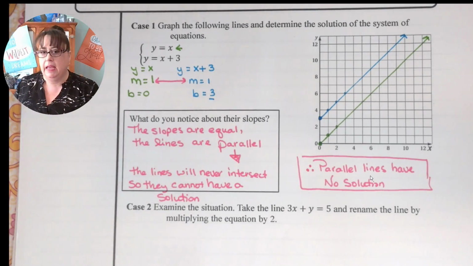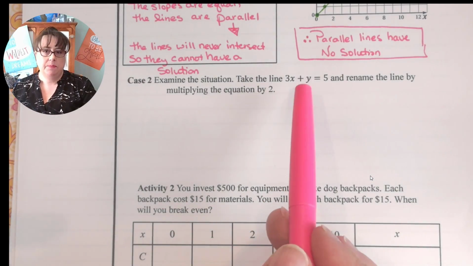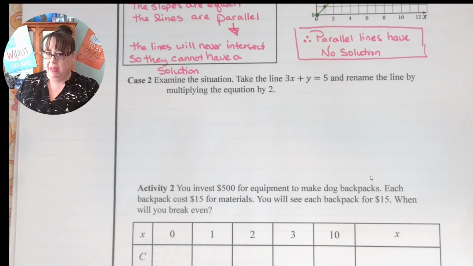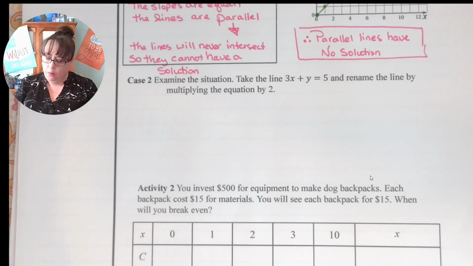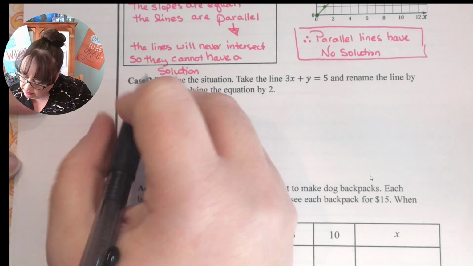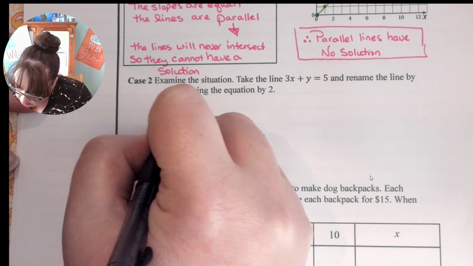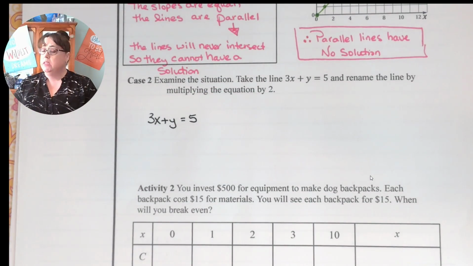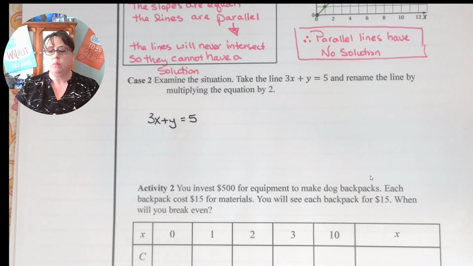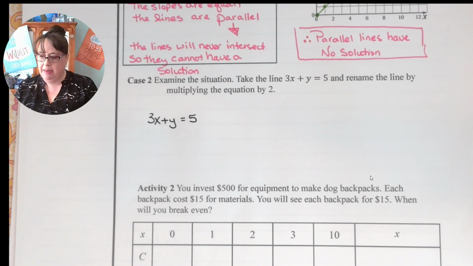So let's look at the second case. Take the line 3x plus y equals 5 and rename it by multiplying the equation by 2. Okay, so we're going to take the line 3x plus y equals 5. And now we're going to give it a new name. It's going to be the same line. We're just going to rename it.